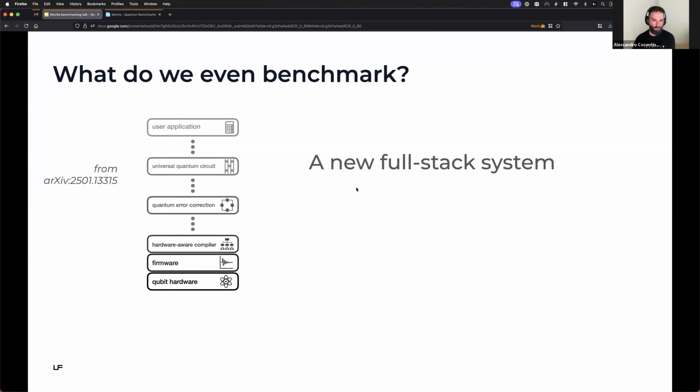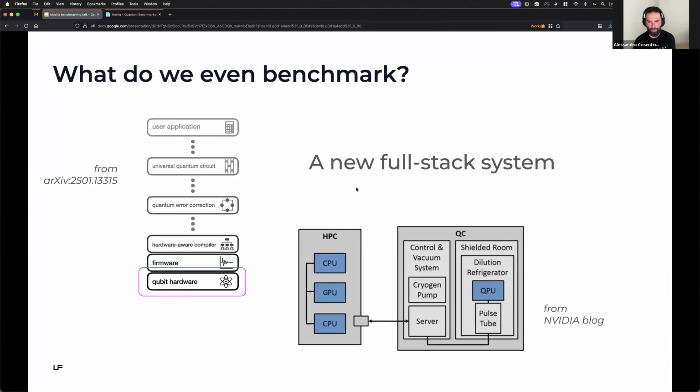We need to run them once they are mapped to hardware. We need to run them through possibly some classical firmware that controls the hardware. And eventually we can finally run them on hardware that on its own is more complicated than you may think, if you are not too familiar. One disclaimer is that I'm not too familiar with the actual implementation of the hardware itself.